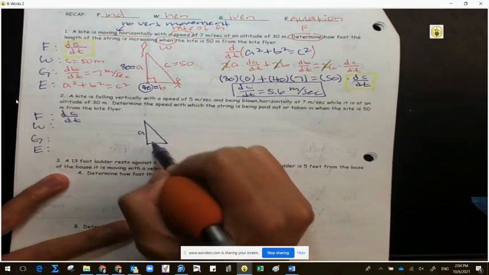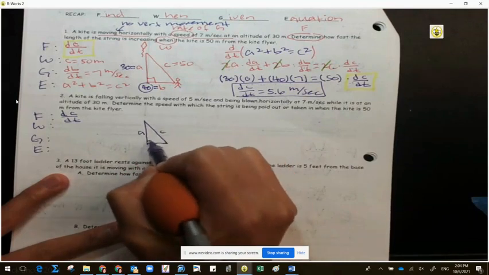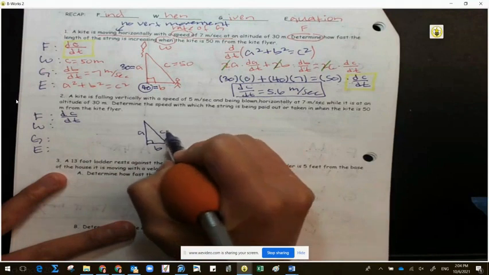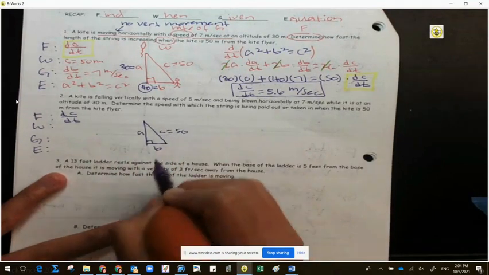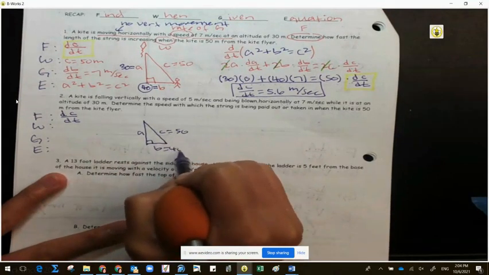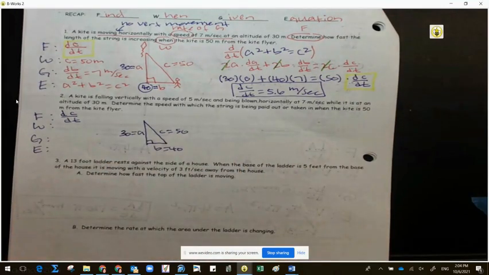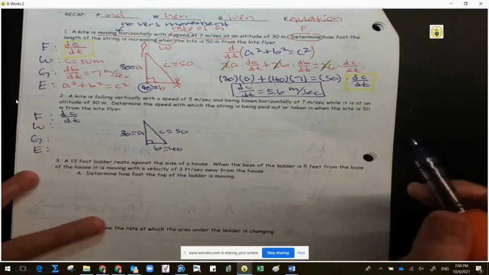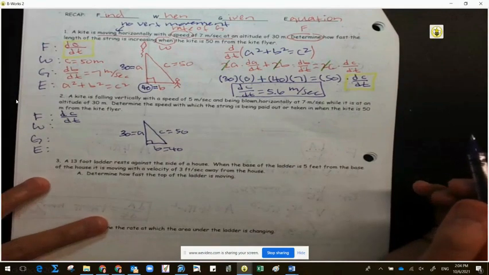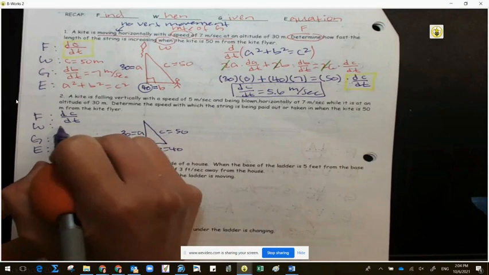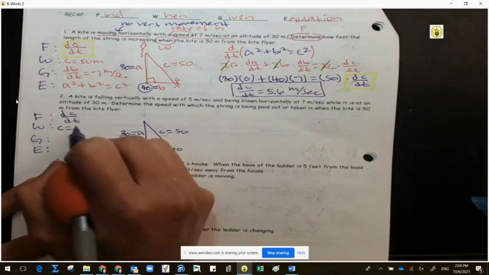So here's my triangle. Here's A, B, and C with the right angle. Draw the person if you want to, but I think I'm good with that. So C was 50. B was 40? A was 30. What information is given to us with the when? That the kite's 50 meters from the flyer. So we know when the kite is 50 meters from the flyer, that's still our C.